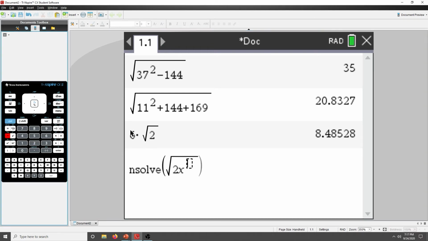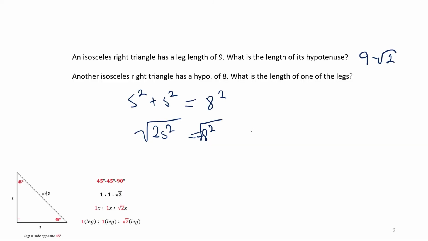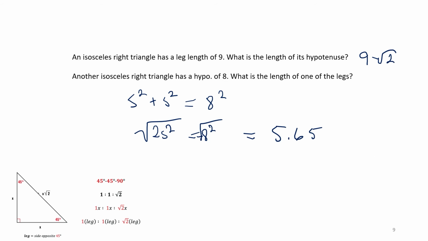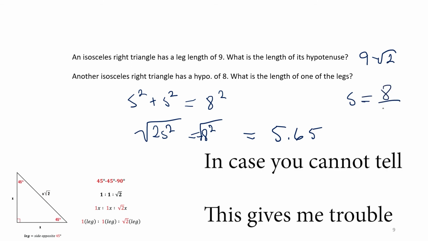I'm going to use x here. So root of 2x squared. Make sure that squared is only attached to the x, as it is right now. Root 2x squared equals 8, comma x, gives 5.65 and so on. 5.65. And then, presumably, if we divide that 8 by root 2, because if this is s and that's the other one, s equals 8 over root 2.